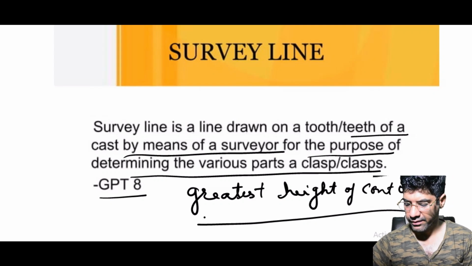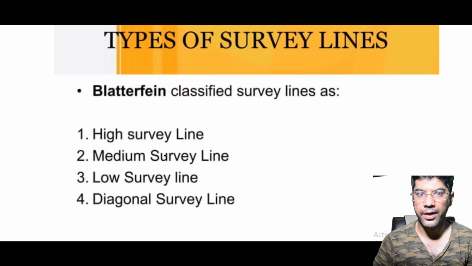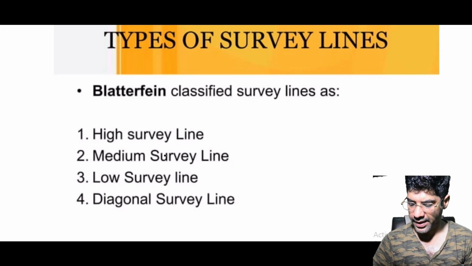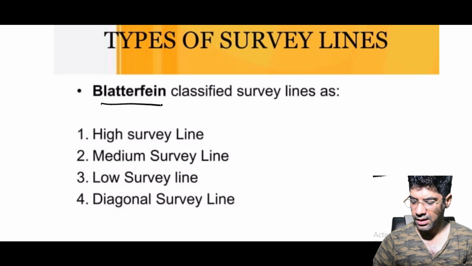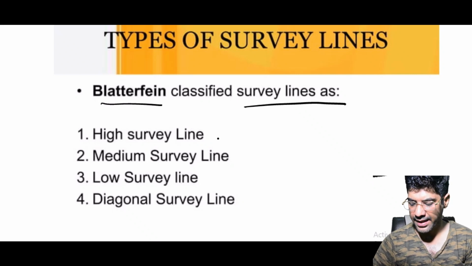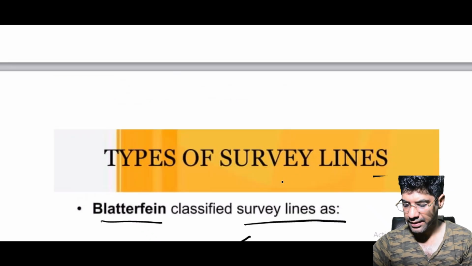What is height of contour? The height of contour refers to the line encircling the tooth at its greatest circumference at a selected position, and it is the reference for designing the clasp and other components of the RPD. Blatterfein classified the survey lines as high survey line, medium survey line, low survey line, or the diagonal survey line.